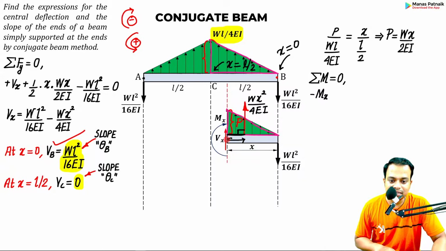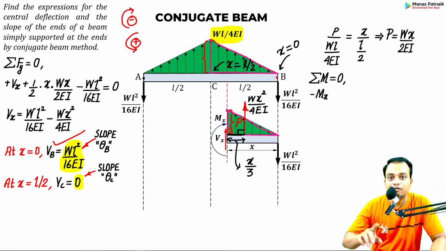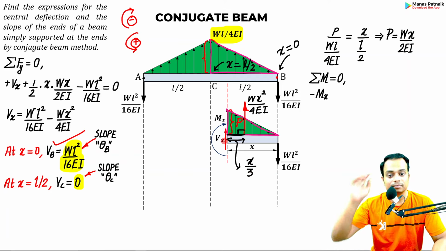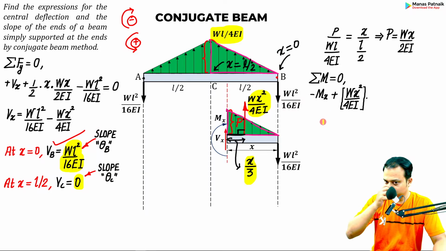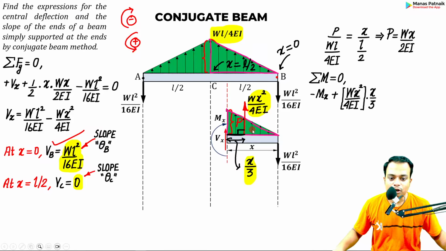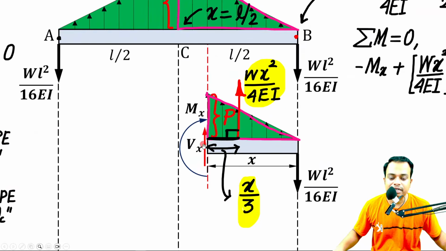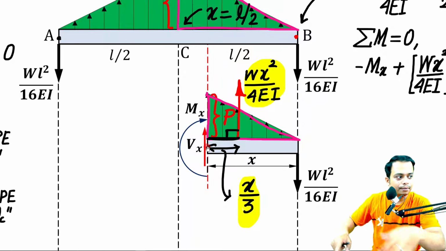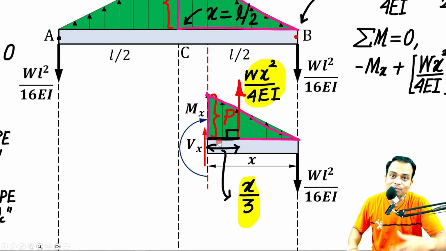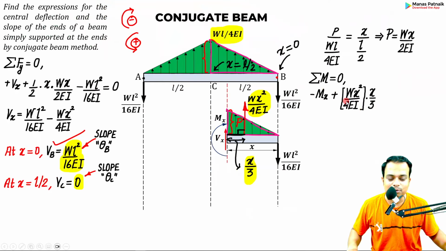How much is this distance? Sir, this is actually x over 3. Always the measurement has to be done from the right angle. X by 3 from the right angle. So very easy. Wx square upon 4EI multiplied by x by 3, and let me write it. And watch carefully. This is making an anti-clockwise sense at this section. If you keep your thumb over here and move this finger, the movement is anti-clockwise, and that's why we've given this a positive sign.